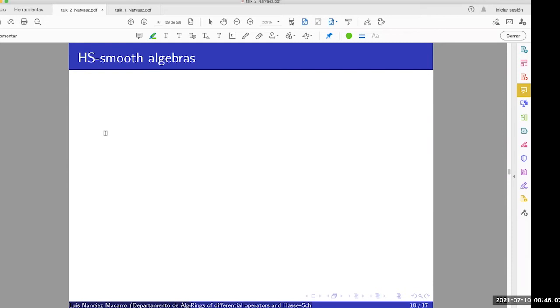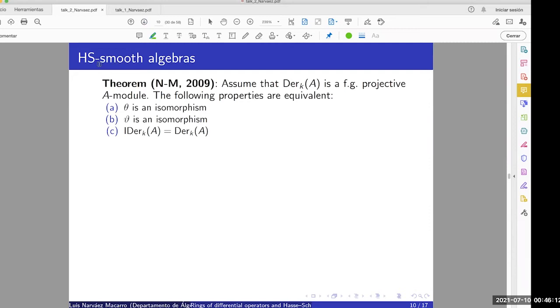now we can give the definition of what is a Hasse-Schmidt smooth algebra. So there is a theorem, that if we assume that the module of derivations is a finitely generated projective module, then these three properties are equivalent. The third property is very easy to understand. That says that all derivations are integrable. This is what happens exactly in power series rings and polynomial rings.